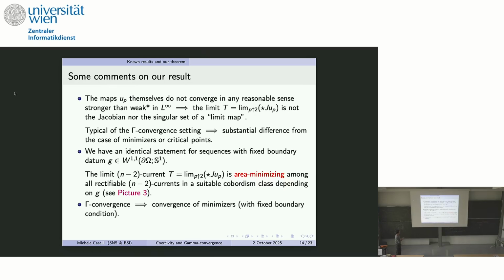So we have a statement for prescribed boundary datum, and since gamma convergence implies convergence of minimizers, with prescribed boundary datum, from our result it follows very easily the result by Hardt and Lin, where the limit measure is the total variation of the limit current of the Jacobians.